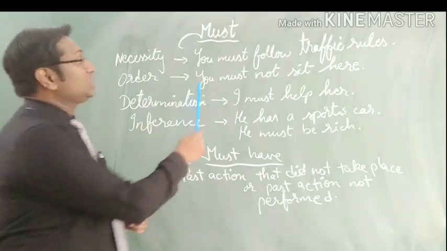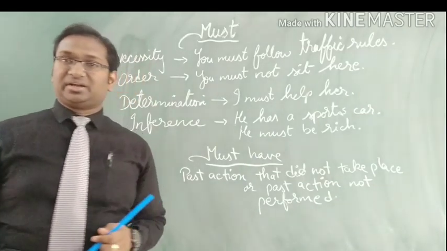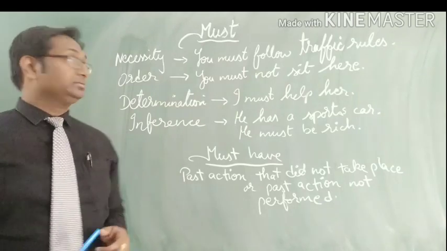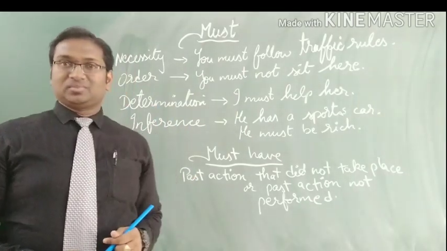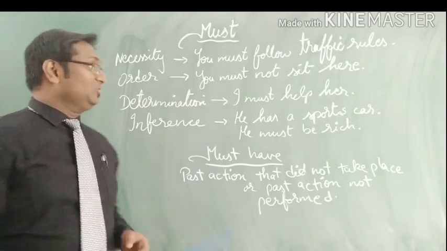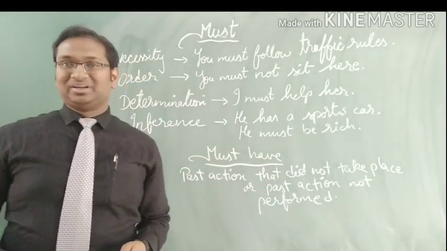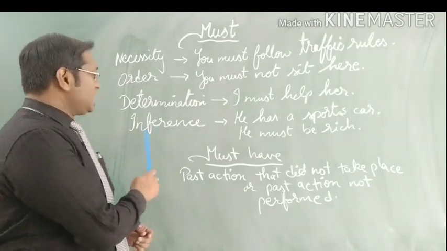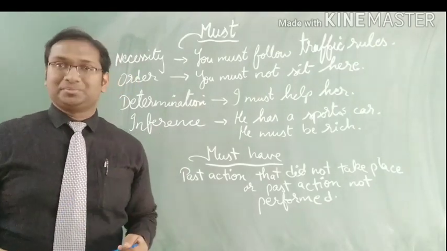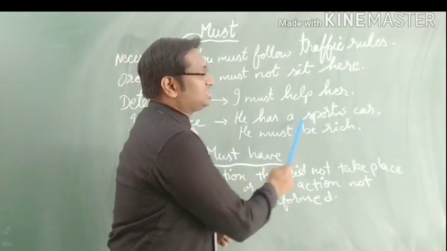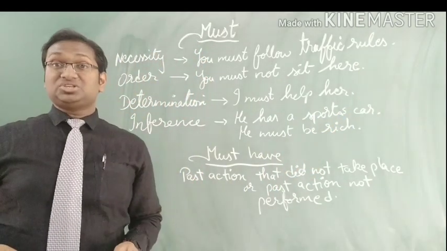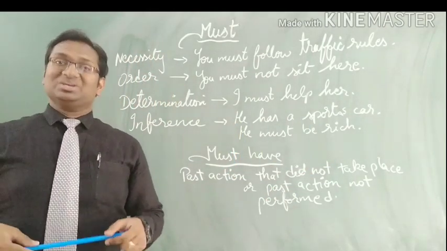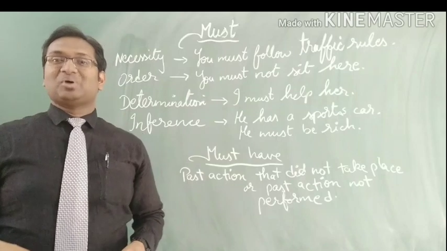Next, order. You must not sit here. This is order, that you are not going to sit here. So you must not sit here. Order. Determination. Something to do. So over here, I must help her. This shows the determination that I must help her. And last, inference. Inference means maybe. Like, he has a sports car, he must be rich. Maybe he is rich. So, he has a sports car, he must be rich. That is why he has a sports car.